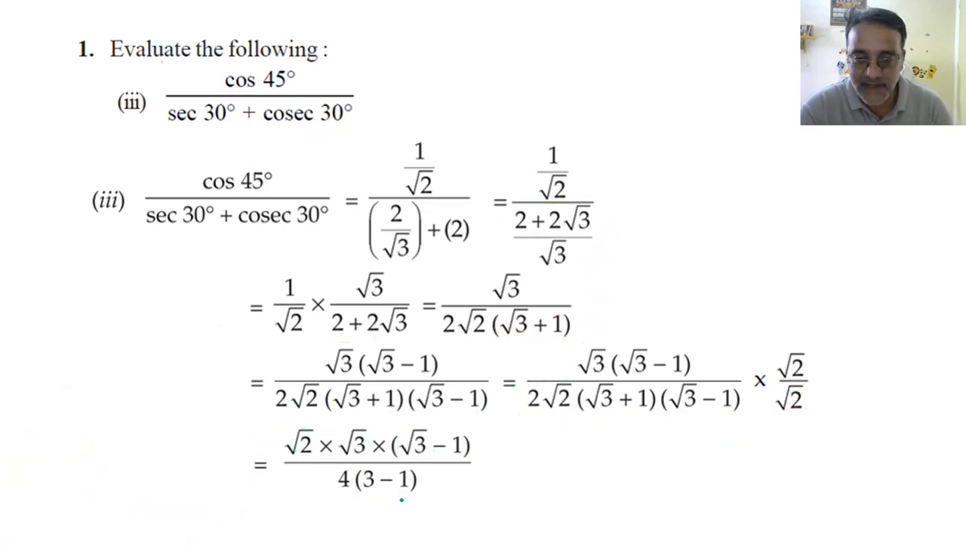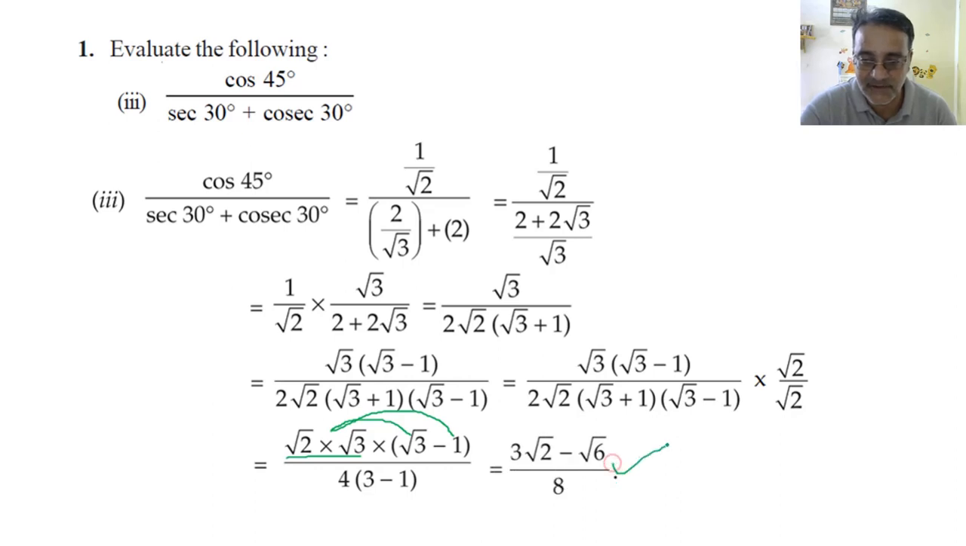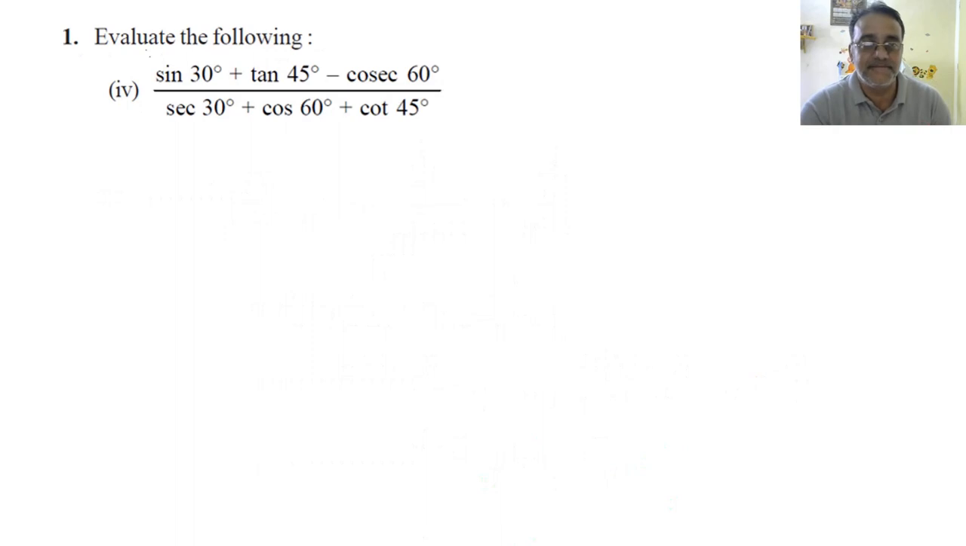Right. So next step, 3 root 2. See, this together we are multiplying with root 3, then together multiply with minus 1. So we'll get 3 root 2 minus root 6 by 8. Any doubt? Any doubt in this step? No, sir. Okay. Now we'll move towards the fourth bit.